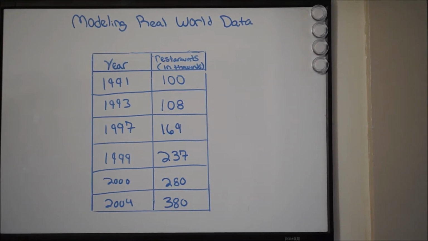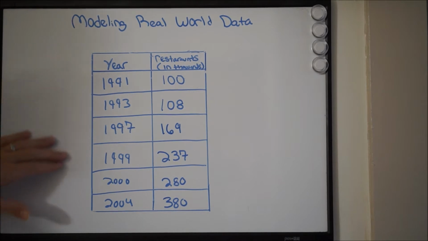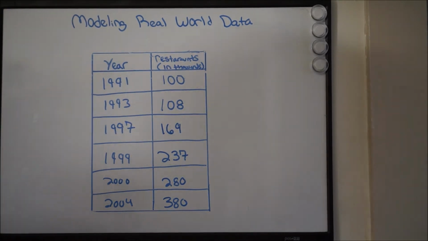Guys, so here we have another problem dealing with modeling real world data. And we're given a table, and on the left we have year, and on the right we have restaurants in thousands. As we can see here, as the year increases, the number of restaurants increase as well.